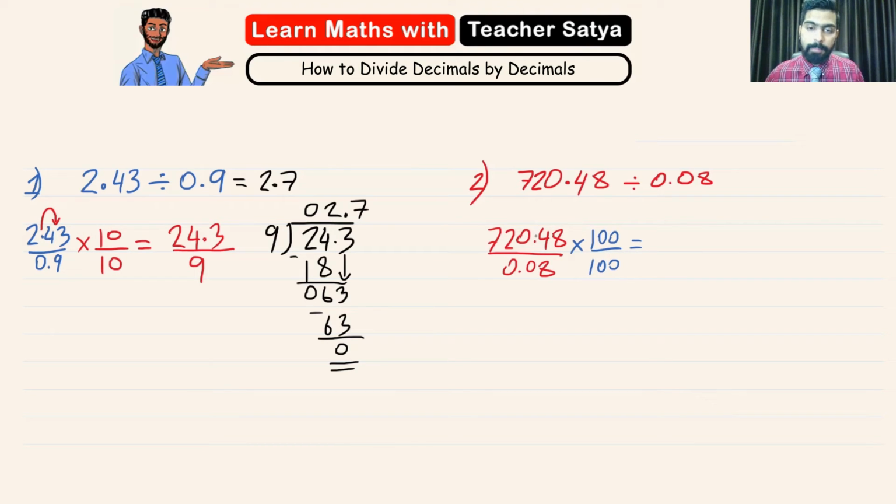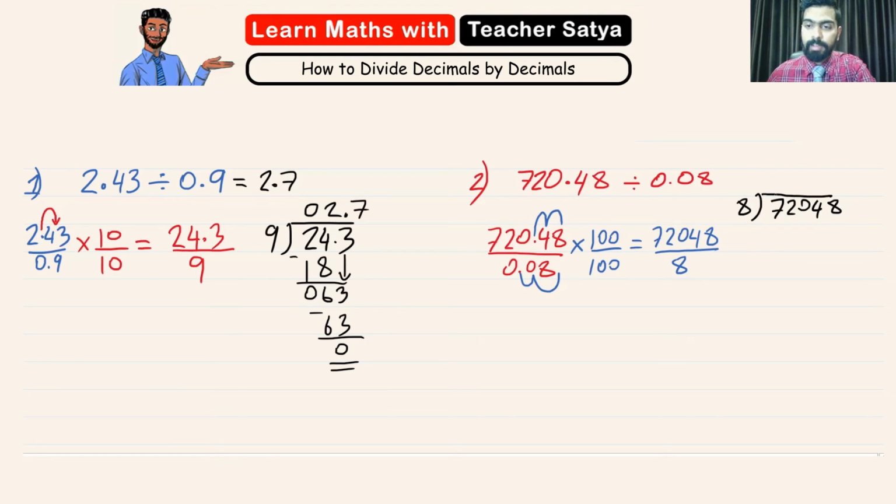Now when we multiply by 100, the decimal will go two places to the right. Therefore in the numerator we will have 7204.8, and in the denominator 0.08 multiplied by 100, again moving two places, will just leave us with 8. Now we can go ahead and divide this fraction. So we have 7204.8 divided by 8 now.